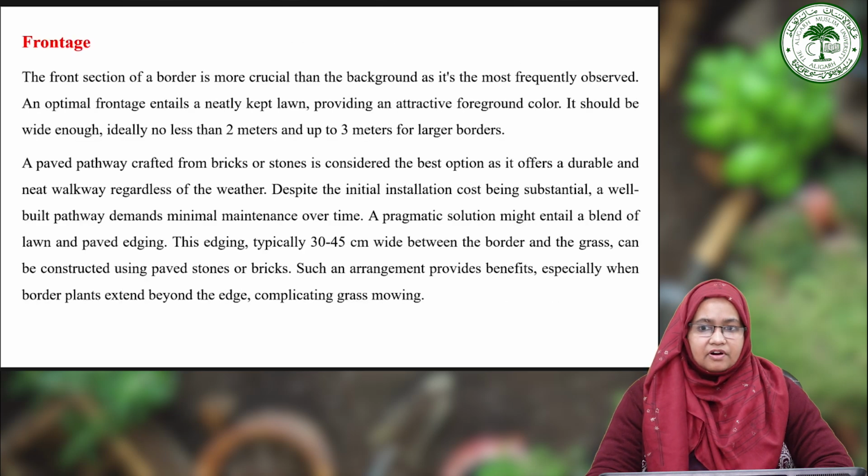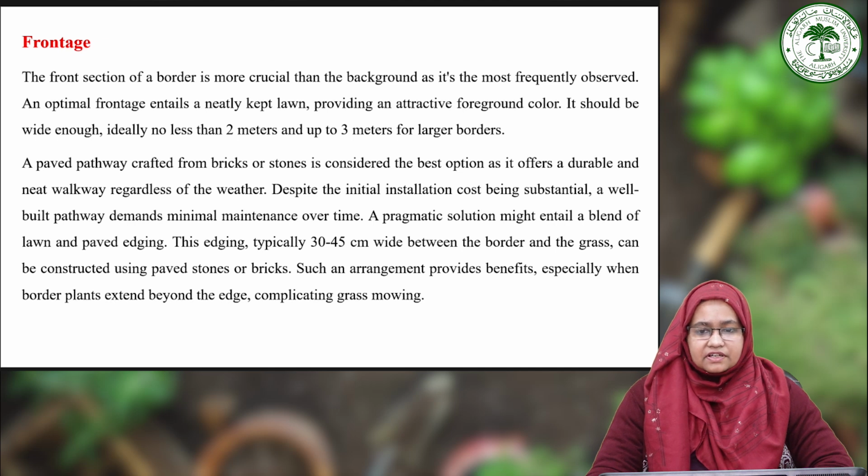The front portion of a border holds a greater significance than the background since it's the aspect most commonly viewed. An ideal frontage consists of a well-maintained stretch of lawn offering a pleasing foreground color. This area should be sufficiently wide, preferably not less than 2 meters and up to 3 meters for larger borders. A paved walkway made of bricks or stone is regarded as the optimum choice as it provides a durable and tidy pathway regardless of the season, although the initial investment for installation may be considerable.